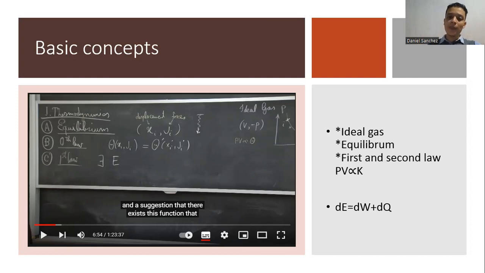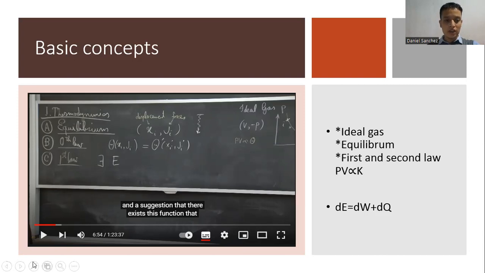Then we have another important concept, equilibrium. I have talked about this in the last video, so I'm not going to repeat the information. In thermodynamics, we only study the equilibrium. For example, the state number 1, the state number 2, and the state number 3, when the variables stop changing. And then the professor talked about the first and second law.